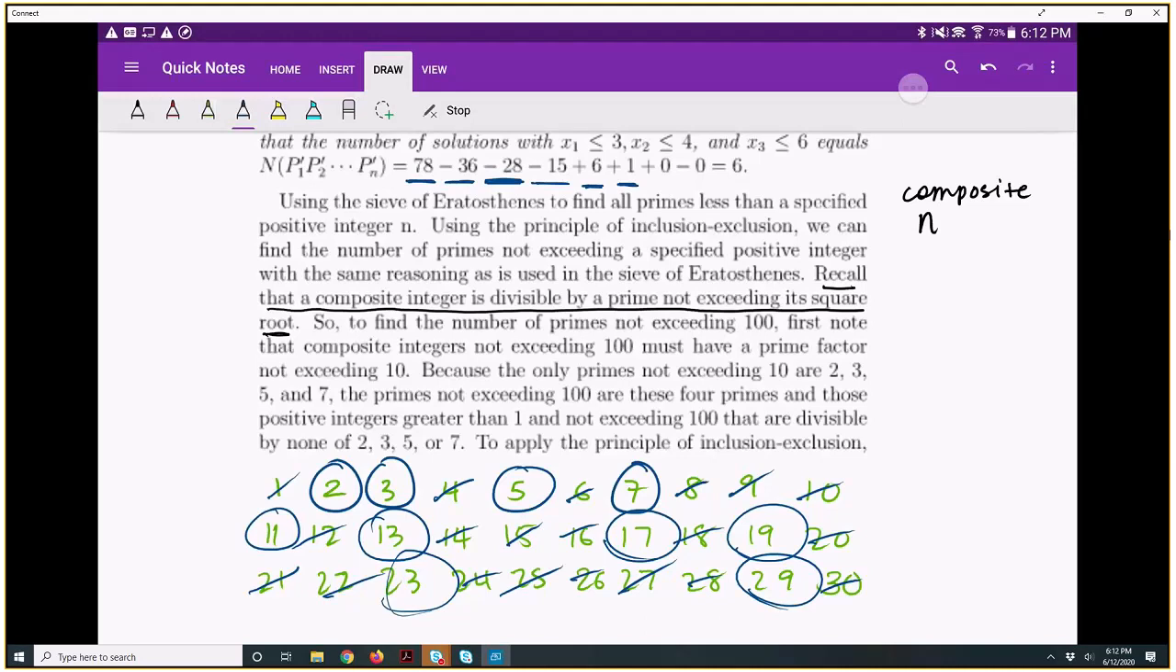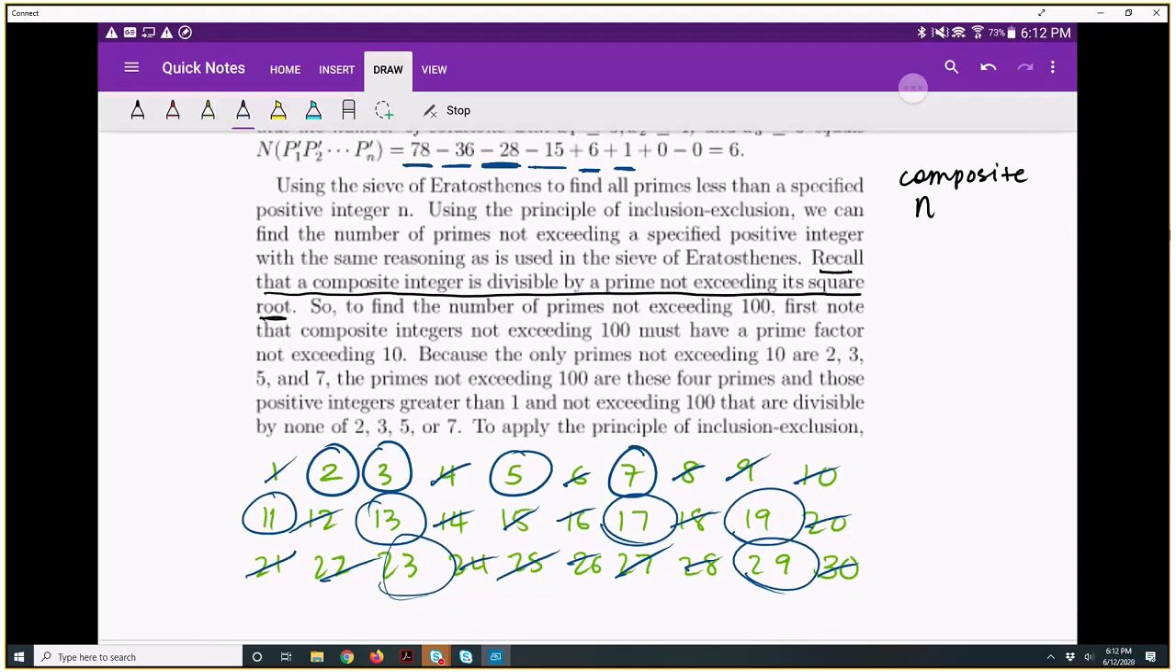We can use this exact same reasoning to apply the inclusion-exclusion. We would say that a property that we're wanting to eliminate is being a multiple of a prime less than 10. So we would want to eliminate all of the multiples of 2, all of the multiples of 3, all of the multiples of 5, and all of the multiples of 7, just as I have done.